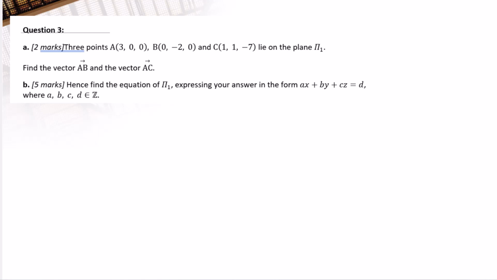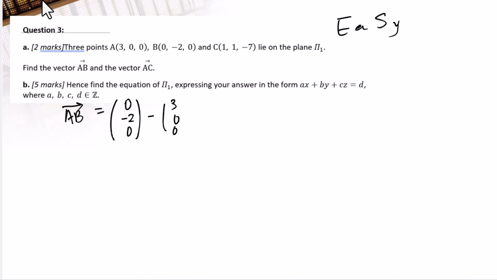Question 3. 3 points A, B, C lie on plane π1. Find the vector AB and the vector AC. Vector AB, use easy: ending minus starting point. (0, -2, 0) minus (3, 0, 0) equals (-3, -2, 0).